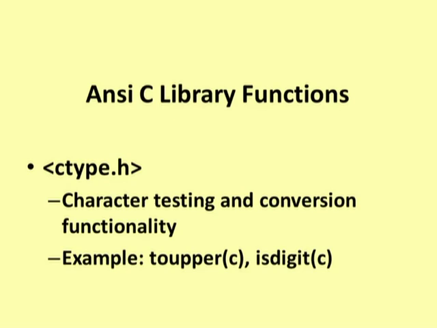The second function is isdigit. It also takes one parameter and checks whether the passed value is a character or a digit. If I pass a number in c, then it returns non-zero, otherwise it returns 0. So this is the functionality of the ctype.h header file.